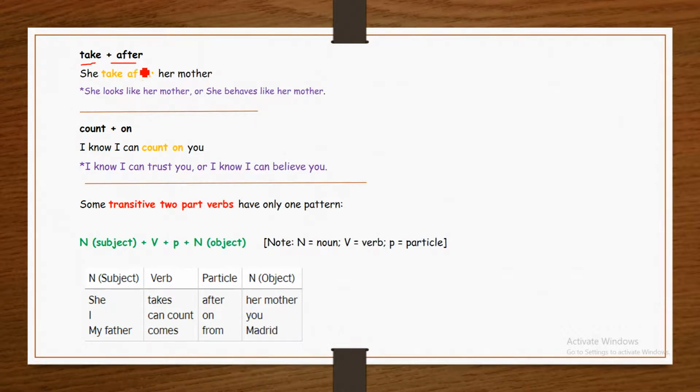Take plus after, a verb and a particle. She takes after her mother. Why do we need to use s? Because the subject is singular and we need the third person singular s. She takes after her mother.